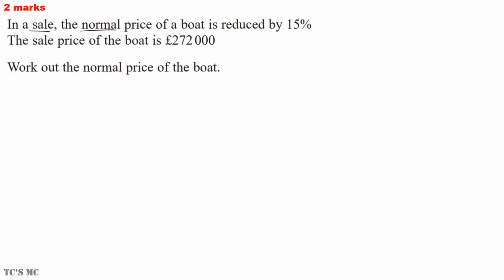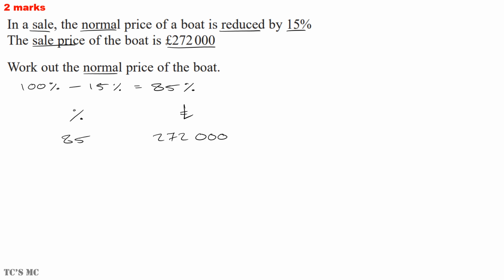In a sale, the normal price of a boat is reduced by 15%. The sale price of the boat is £272,000. Work out the normal price of the boat. If something has been reduced by 15%, we need to do 100% subtract 15%. That means our sale price is 85% of the normal price. Now I'm going to use two headings, percent and pounds. We know that 85% is worth £272,000.